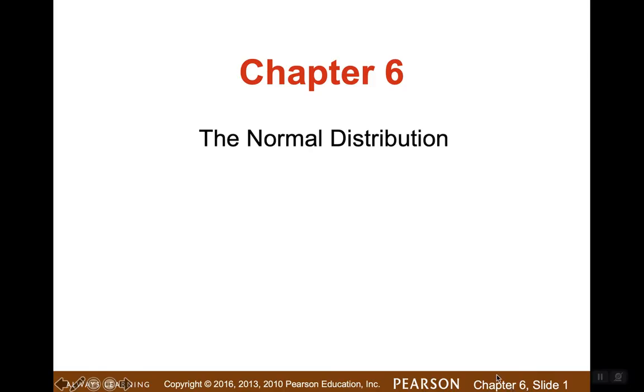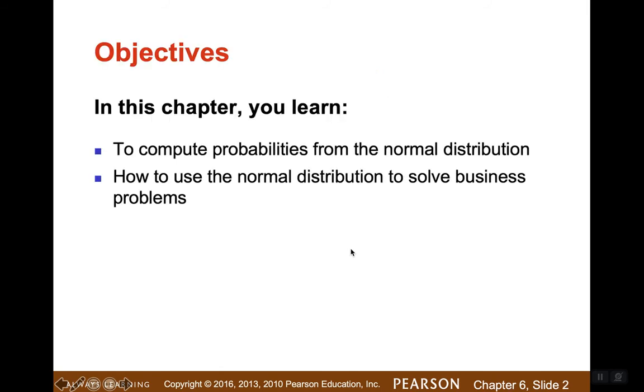So the normal distribution. We've talked about this. What we're going to talk about in chapter 6 is how to compute probabilities from the normal distribution, and then how to use this normal distribution to solve problems.